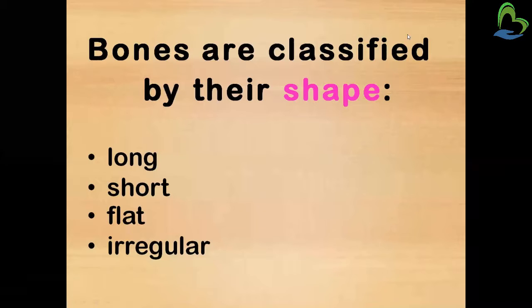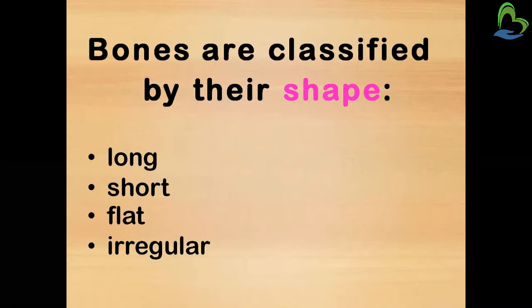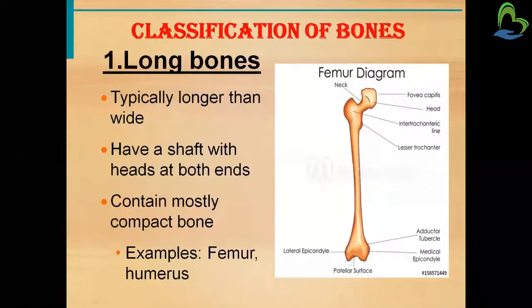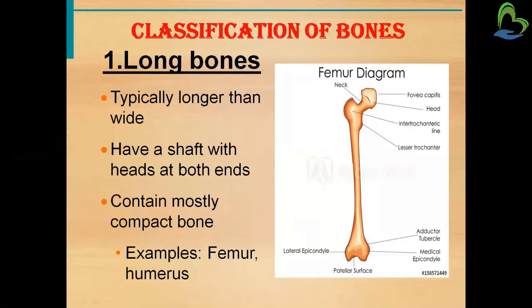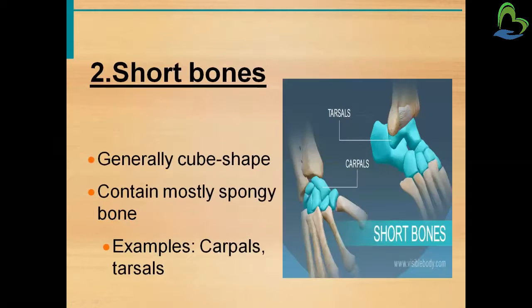Now, classification of the bones by their shape. There are mainly four classes: long, short, flat, and irregular. The first one is long bones, typically longer than wide. As the name suggests, these are bones which are long, such as the femur and the humerus. They have a shaft with a head at both ends and contain compact bone.